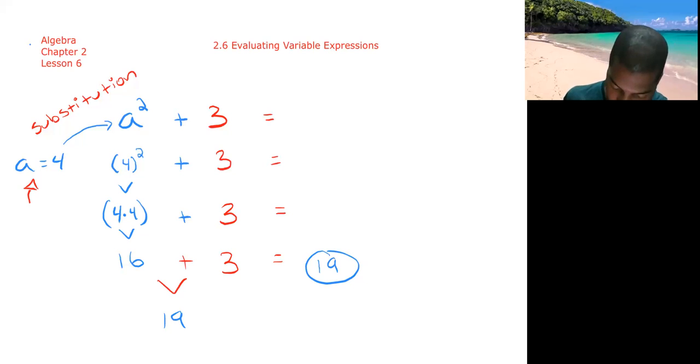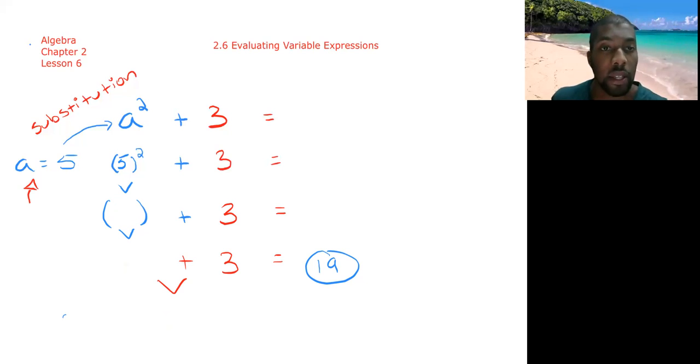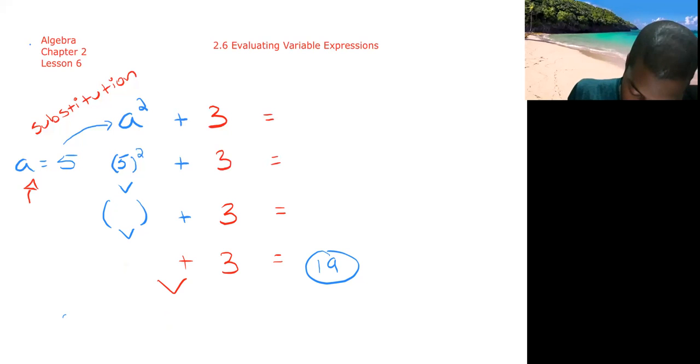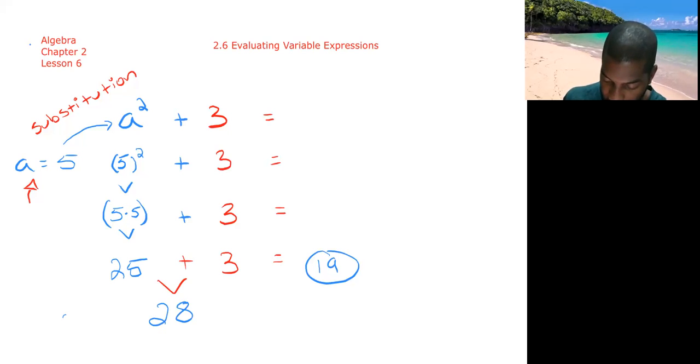Now, if I told you a was worth, I don't know, say 5, we'd get a different answer. If I replace this 4 with a 5, I would substitute the 5 for a. 5 squared is 5 times 5. 5 times 5 is 25. 25 plus 3 is 28. The new answer would be 28.